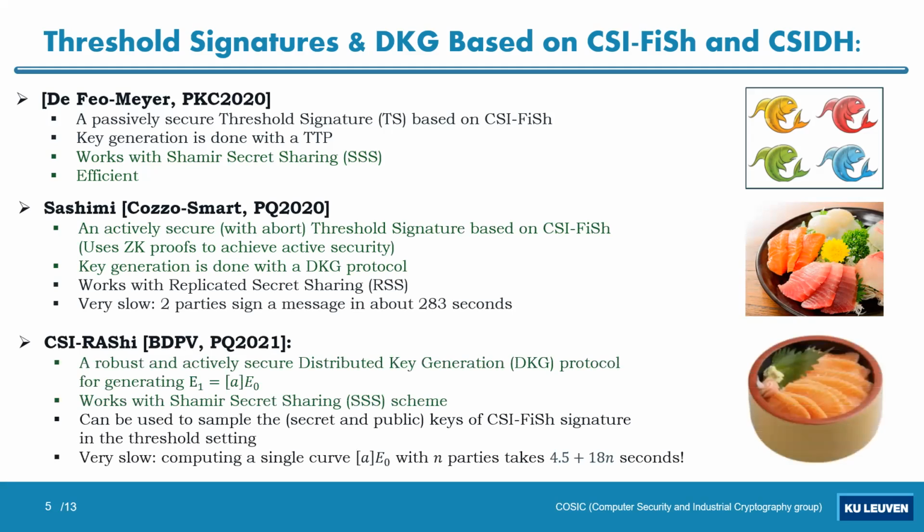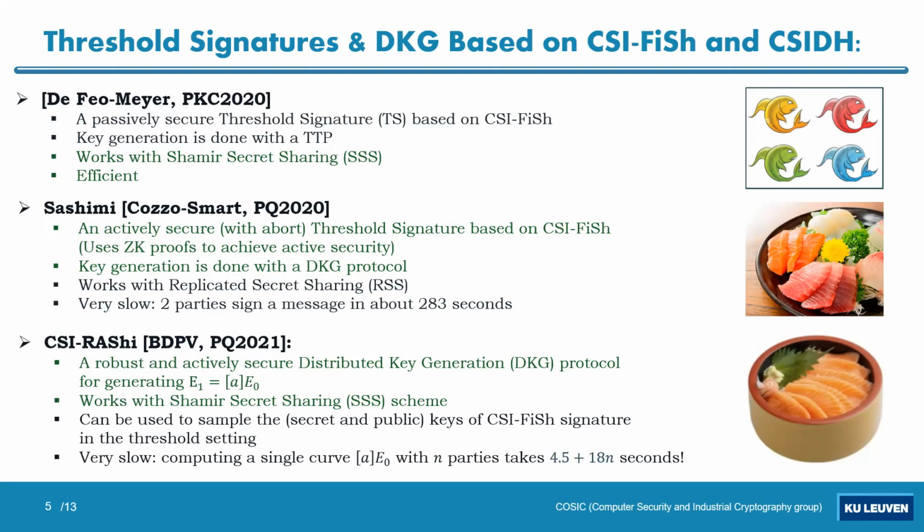The initial two are signature schemes. They have signing and a key generation protocol. The third one is called Sirashi, which is a distributed key generation protocol that allows you to generate this E1 equal to A acted on E0 in a distributed manner, with some people from COSIC, almost, they are here. This protocol is robust and actively secure, but both of these last ones that are actively secure and use zero-knowledge proofs are a bit slow. I would say very slow. We will see in some instantiations.